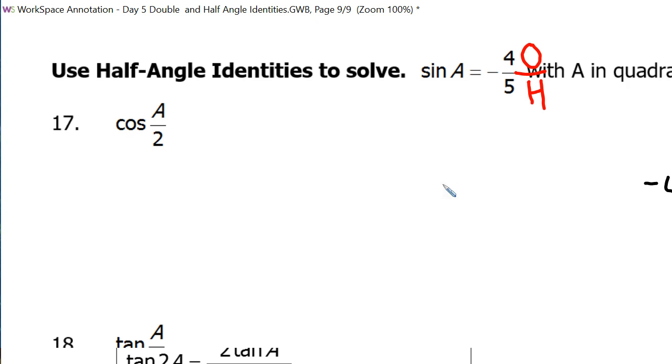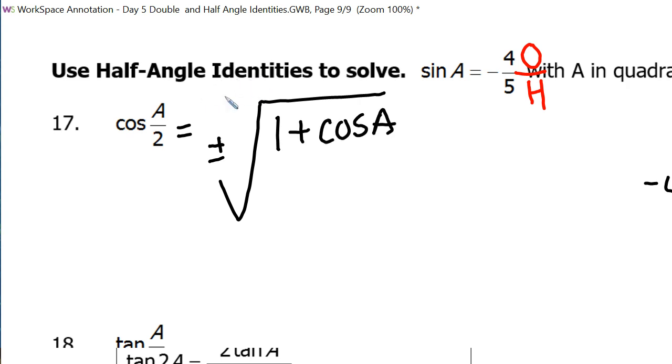Okay, so the first one, cosine of A over 2. That formula is going to be plus or minus square root of 1 plus cosine of angle A over 2. Now, we have to decide, should cosine of angle A over 2 be positive or negative? Did they tell us which quadrant angle A over 2 is located? We know angle A is in quadrant 3, but what about half of A? Do we know where it terminates?